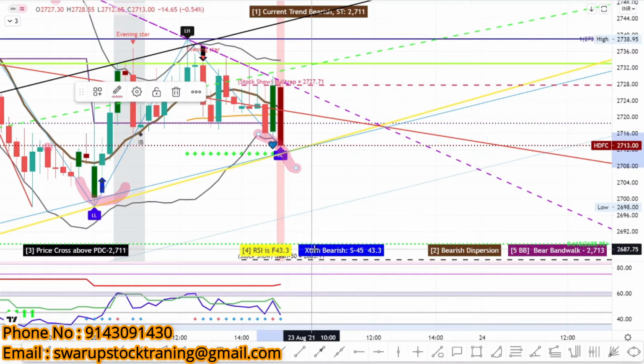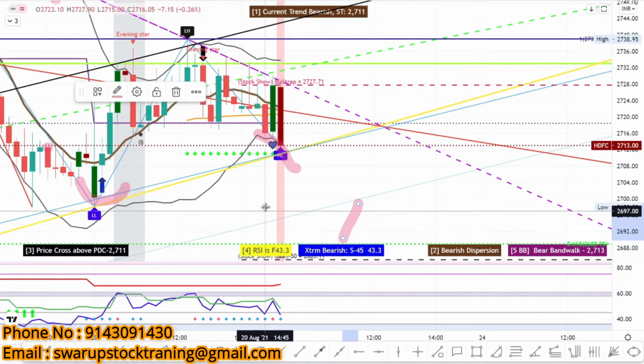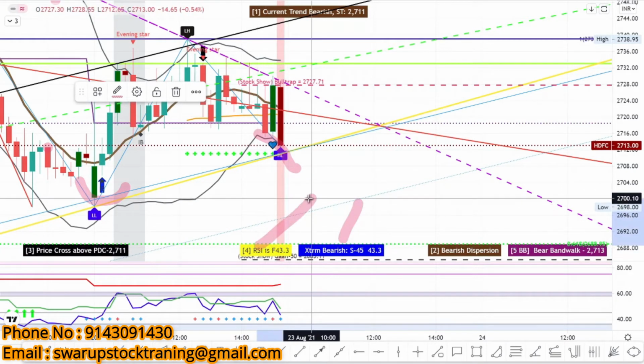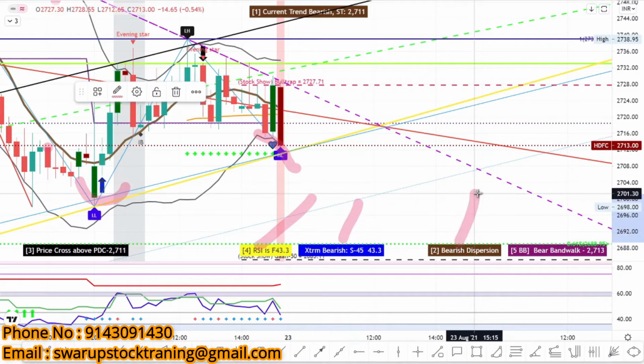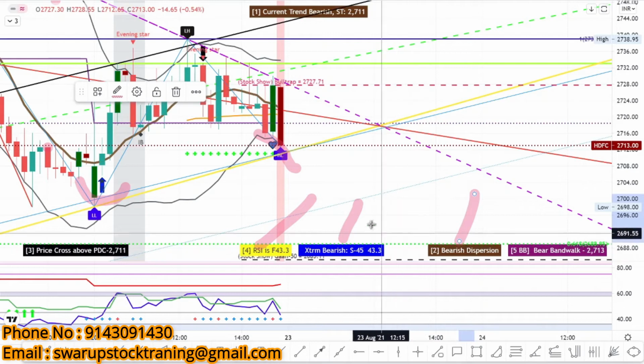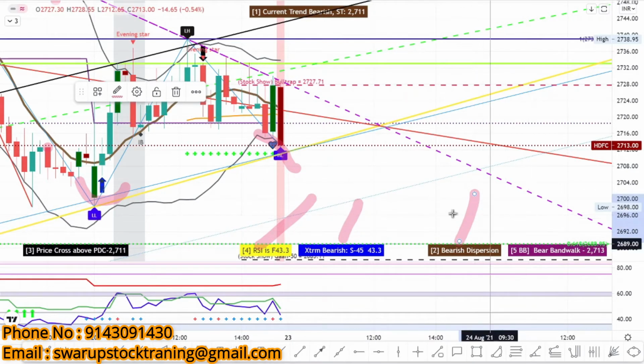Number two, what information is it giving? The stock is extremely bearish. Third, what is the RSI value? RSI is falling, so it's a falling RSI at 43. This is very good information. Fourth is your bearish dispersion. Dispersion is a measure of central tendency, a statistical method. Unless it is becoming a potential reversal or green, no buy is recommended, because it has to break the 1 standard deviation line.